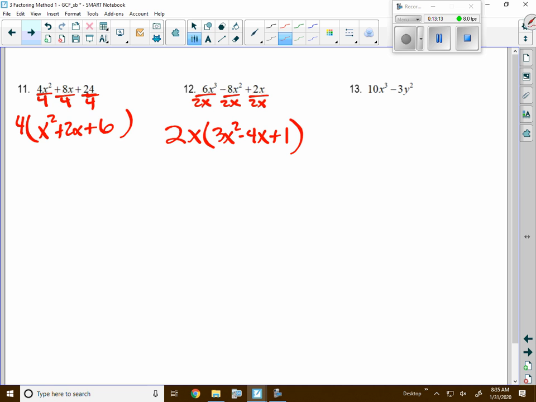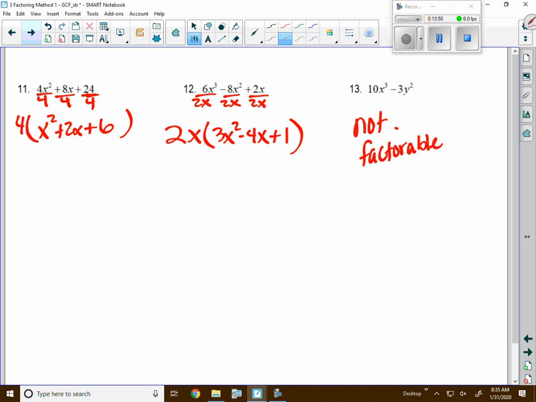Okay, number 13. What number would you pull out here? 1, right? There's not a number that evenly divides 10 and 3. So there's not a number we can pull out. What about a variable? Can we pull out a variable? No, because they're different, right? One has an x, one has a y. We can't factor this at all. So we would say that this is not factorable.